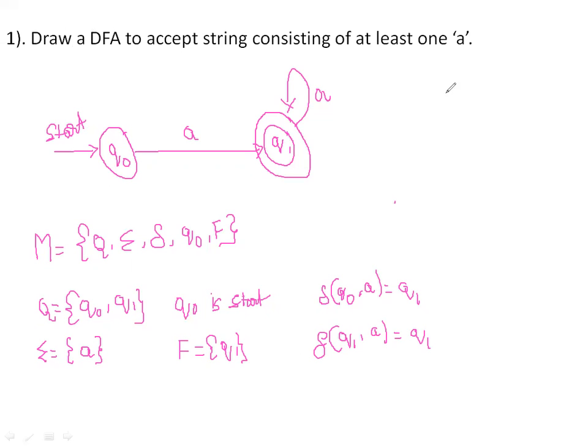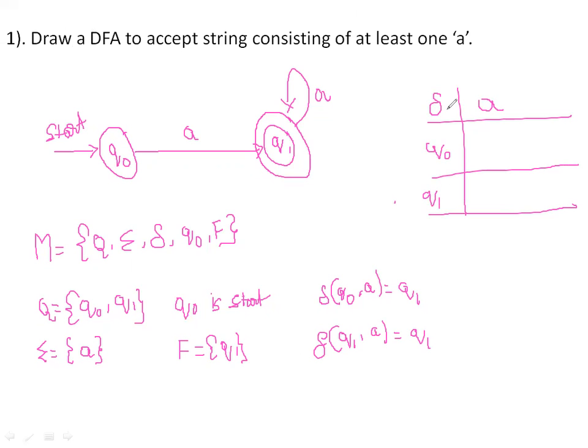Apart from this, we can write the transition table also. See here what we need to write. Remember, we write delta, and in the columns we represent the input alphabet. What is the input alphabet? A exactly. Then here the states Q0, then Q1.